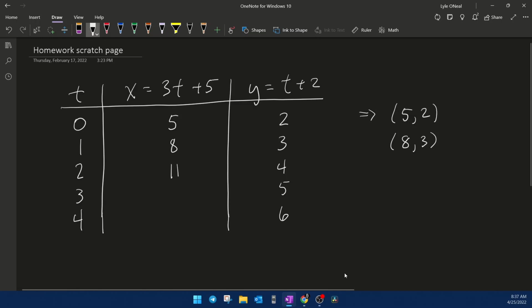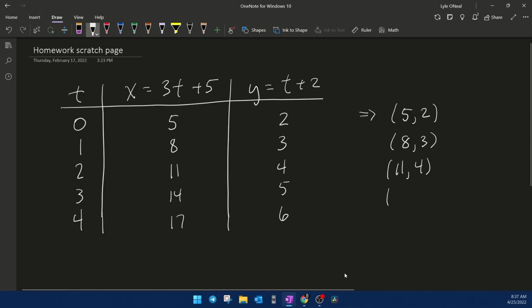And then for the other numbers, 5, 8, 11, those are increasing by 3. So if I just continue the pattern, 11, 14, 17. And let's check that last one. 4 times 3 is 12. 12 and 5 is 17. That completes our table of ordered pairs.